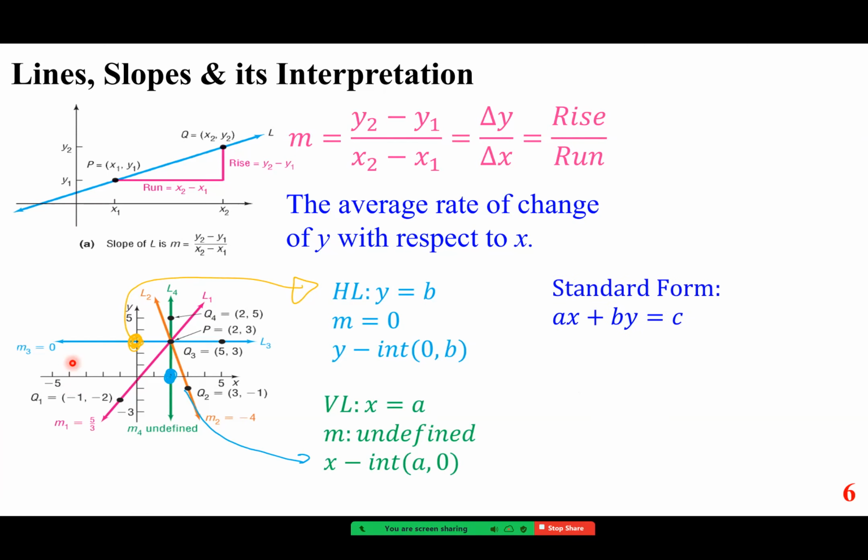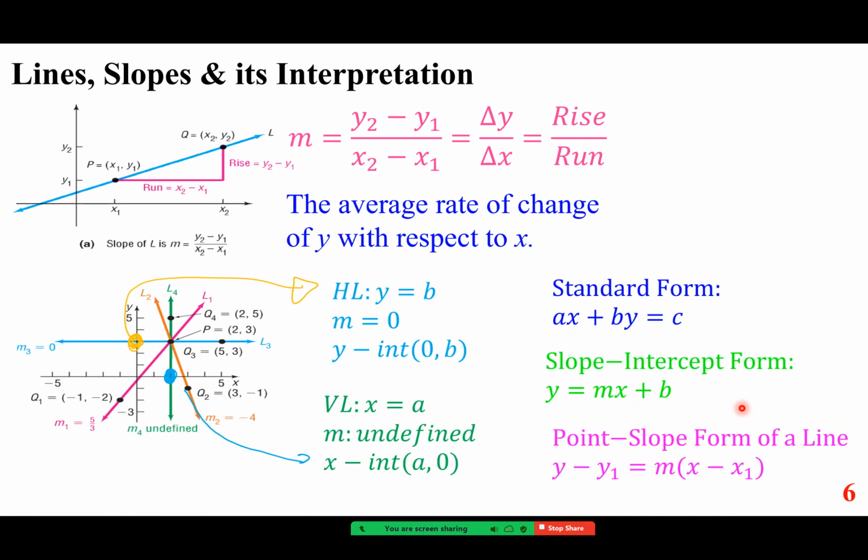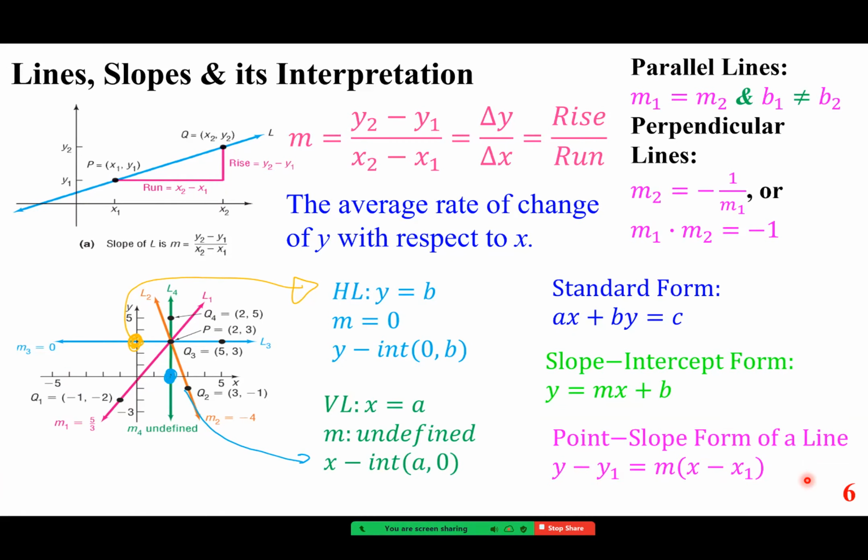Standard form of a line, ax plus by equals c. Slope-intercept form, y equals mx plus b. Point-slope, y minus y1 equals m times x minus x1. Two lines are parallel if they have equal slopes and different y-intercepts, and two lines are perpendicular if the slope of one is the negative reciprocal of the other, or the product is -1.